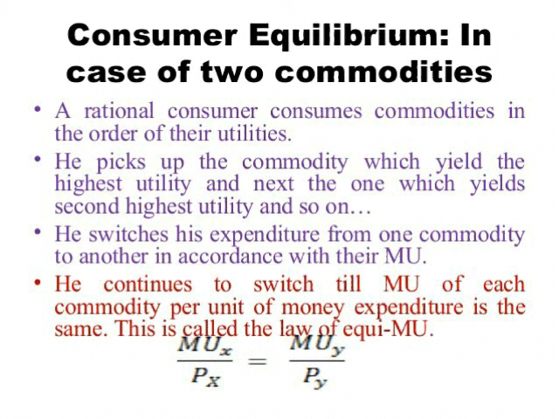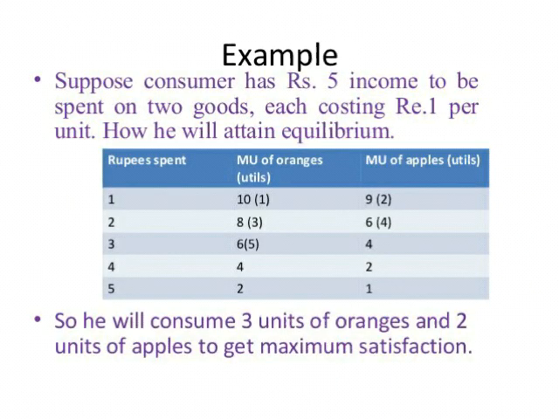Now you can see, if you consume 2 commodities, then the condition should be of the same kind. The condition would be MUX upon PX, that means marginal utility of X upon the price of X, equal to marginal utility of Y upon the price of Y. And now I have given you this particular example.